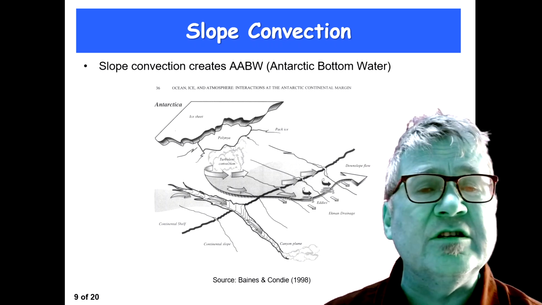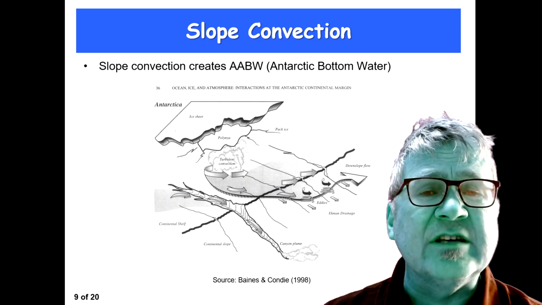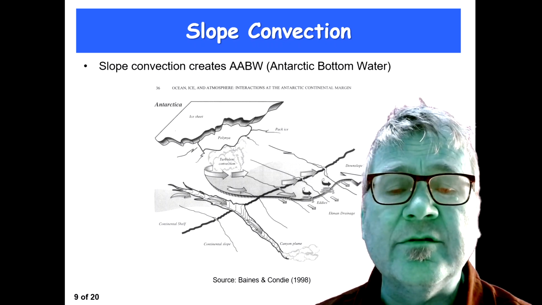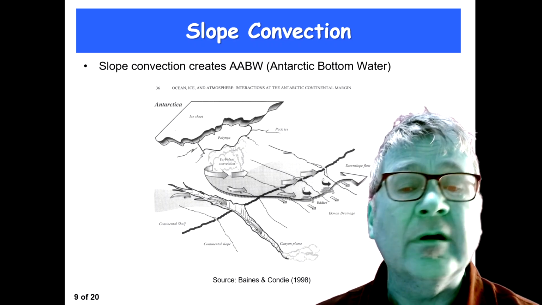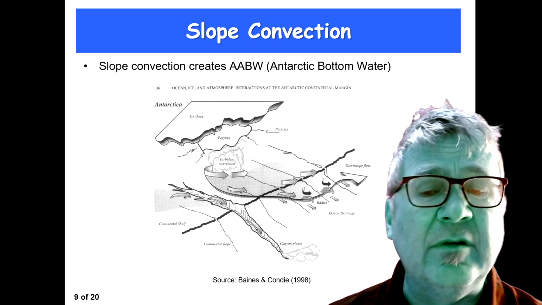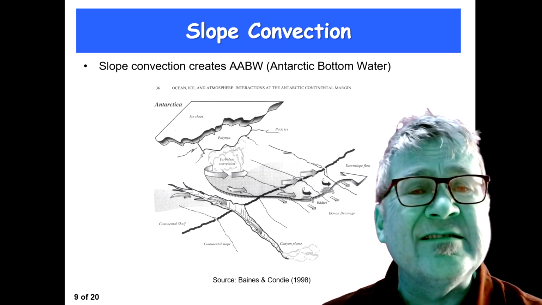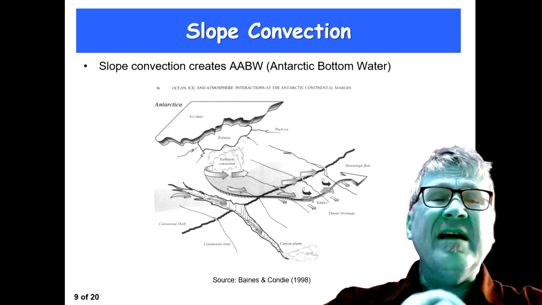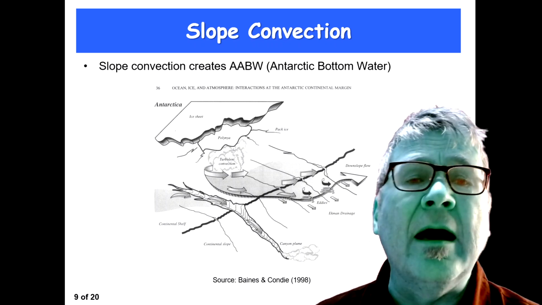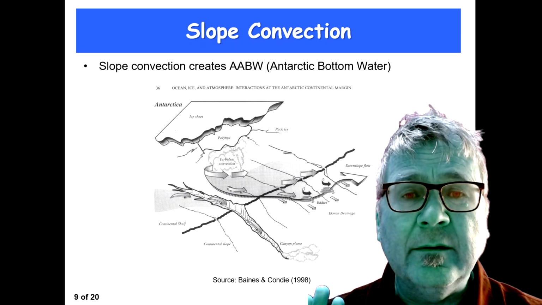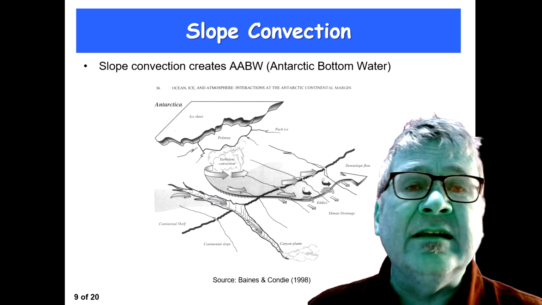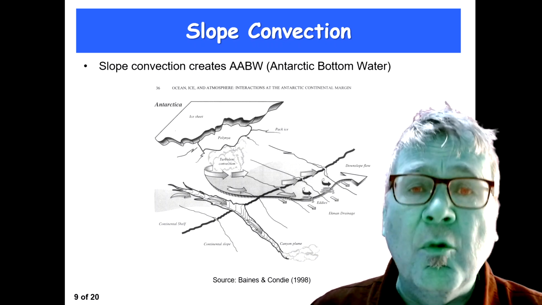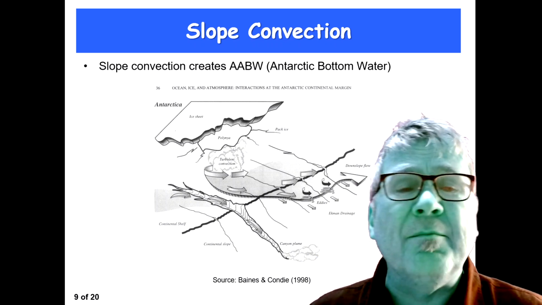And polynyas are ice-free regions in otherwise ice-covered polar regions. Again, there are different mechanisms that can create these polynyas, and we discussed that in the lecture. But essentially, you get a massive heat loss if you open up the ocean in an ice-covered region, and the heat loss can be more than 1,000 watts per square meter.